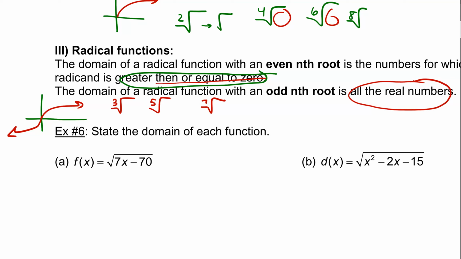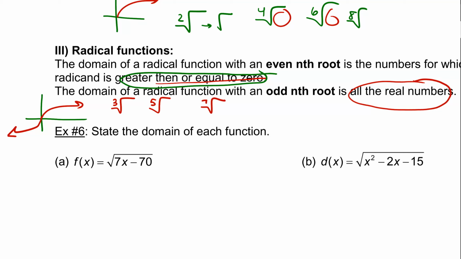So for the radical functions, are those always going to start at 0? So a regular square root starts at 0, but this is going to cause some translations inside. So that's why we set whatever's inside the root. If it's an even root, we set whatever's inside greater than or equal to 0.